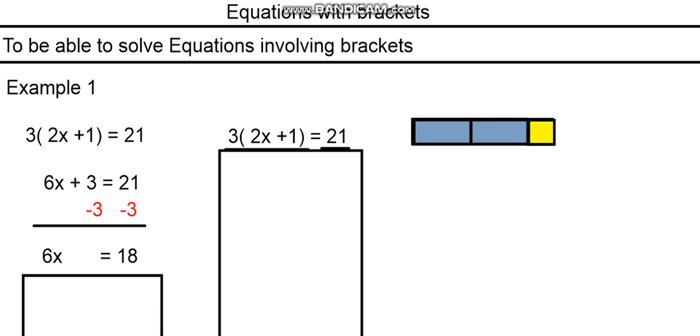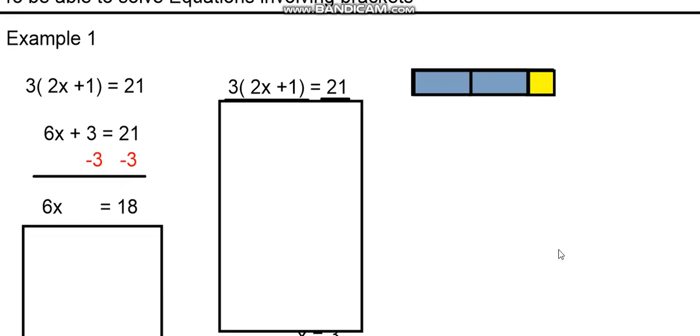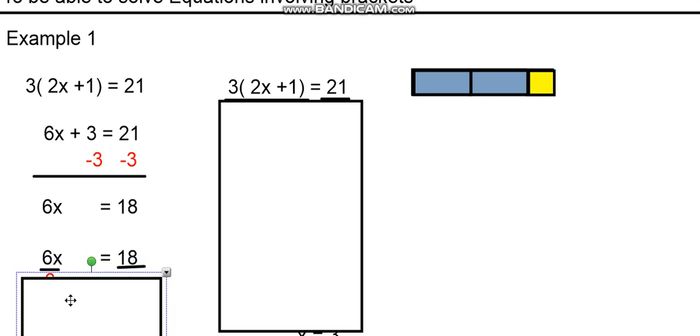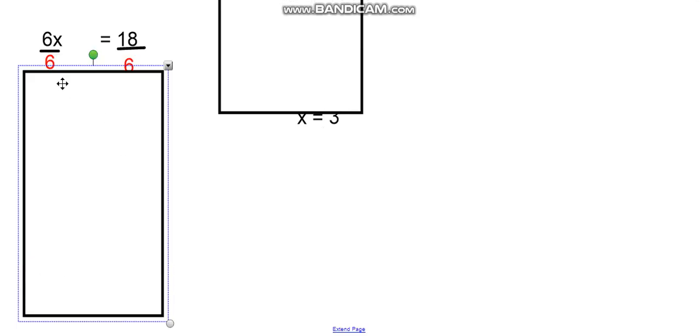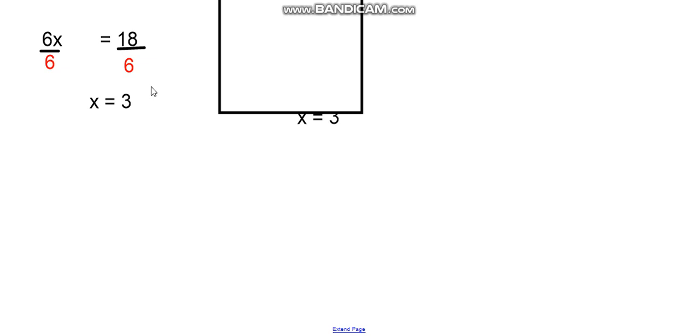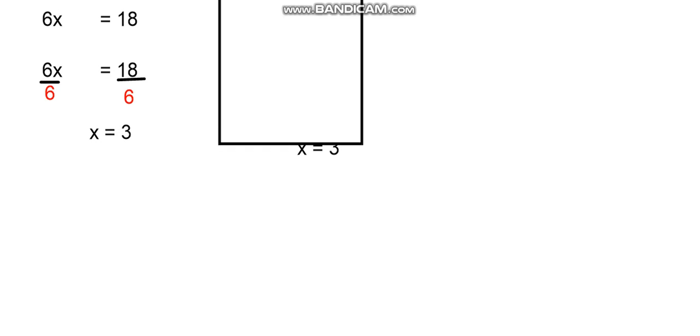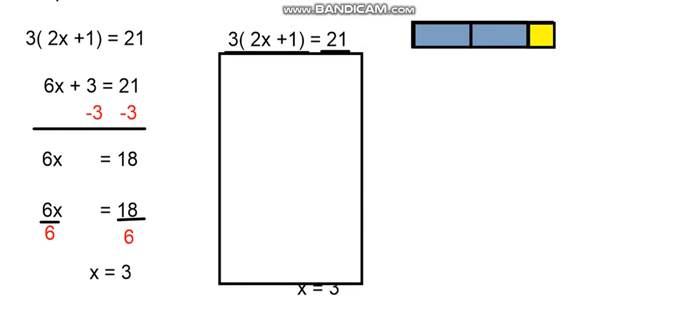And then I need to recognise that we need to divide both sides by 6, so I can find out what 1x is. So I do 6x divided by 6, 18 divided by 6. I'll get rid of this now, and we get x equals 3. 6x divided by 6 is just x, and 18 divided by 6 is 3. So that's the answer. That's one balancing method, which starts with multiplying out the brackets.